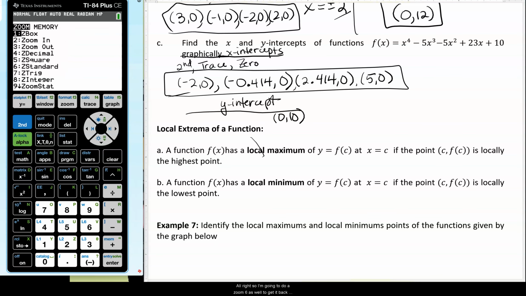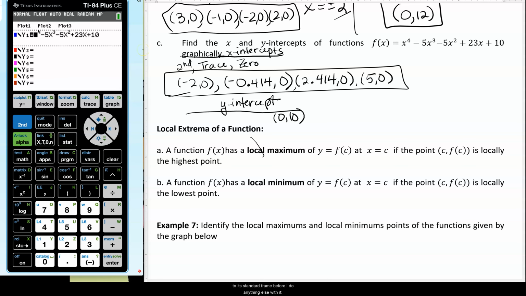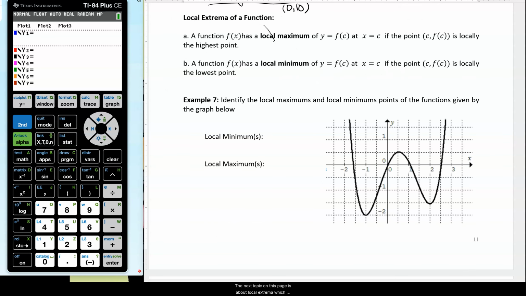All right, so I'm going to do a zoom 6 as well to get it back to its standard frame before I do anything else with it. The next topic on this page is about local extrema, which simply put is the highest point on the y-axis or the y values that our graph reaches, or the lowest point in y values that our graph reaches. So extrema is for the extreme values, and we're going to talk about local maxes and local mins.